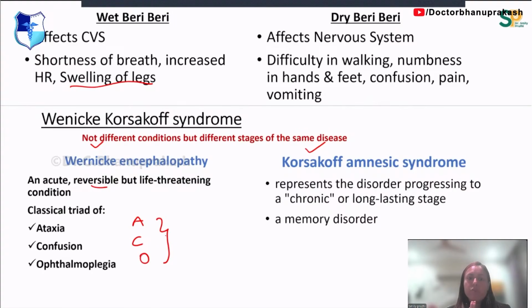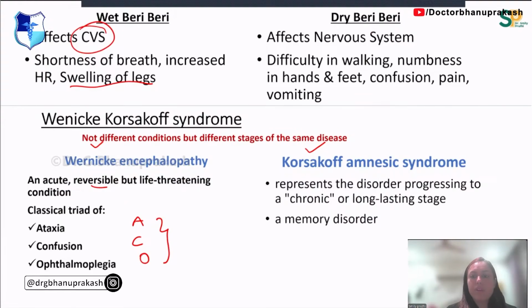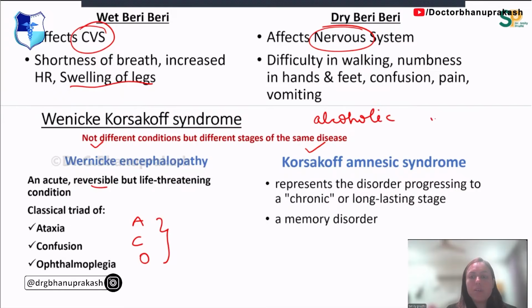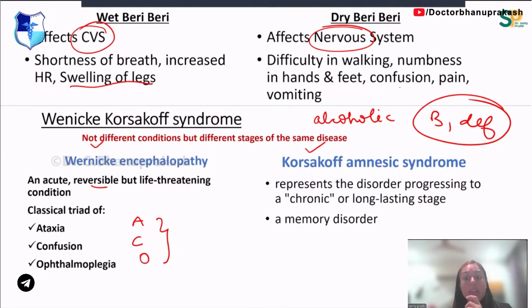So it's about B1, both wet and dry. Very easy. Wet affects the CVS, dry will affect the CNS. And Wernicke and Korsakoff are two components especially occurring in alcoholic patients. So B1 deficiency is very common in alcoholic patients because alcohol affects the absorption of B1. Plus, these patients are not eating healthy, so they're not taking a vitamin-rich diet.